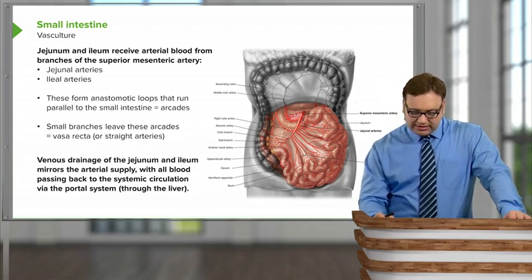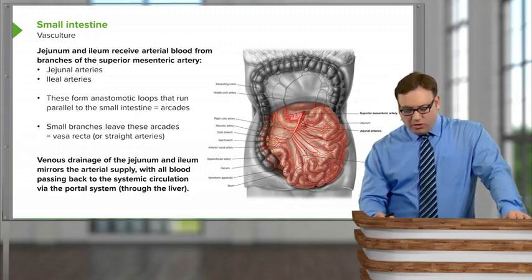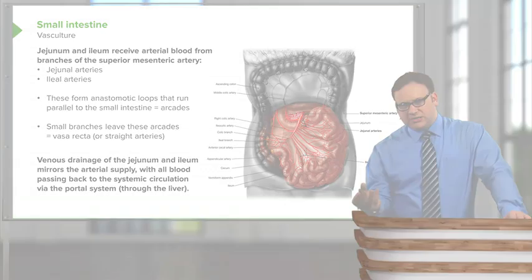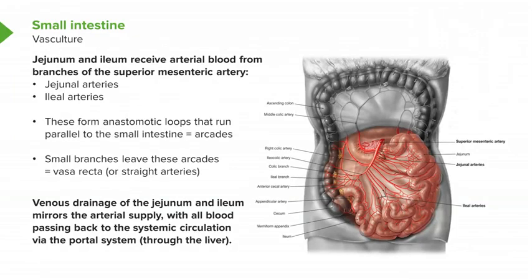And as they do this, they form what are known as anastomotic loops. And these loops essentially parallel the small intestine. So if you imagine the superior mesenteric artery is running along the base of the mesentery, then it's giving rise to blood vessels that run through the mesentery, but these fan out.